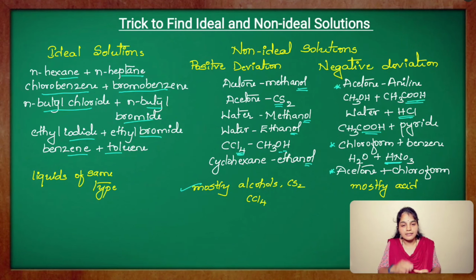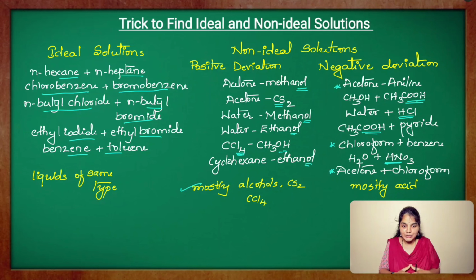So using this trick, 95% of the questions you can answer correctly. Instead of getting confused and spoiling the whole question, at least 95% of the questions you could make right by using this particular trick. So when we have liquids of the same type, they are ideal solutions, and when we have mostly alcohols, CS2 and CCl4, they are non-ideal solutions showing positive deviation. Most of the cases when we have acids, usually those solutions are non-ideal solutions which is exhibiting negative deviation.